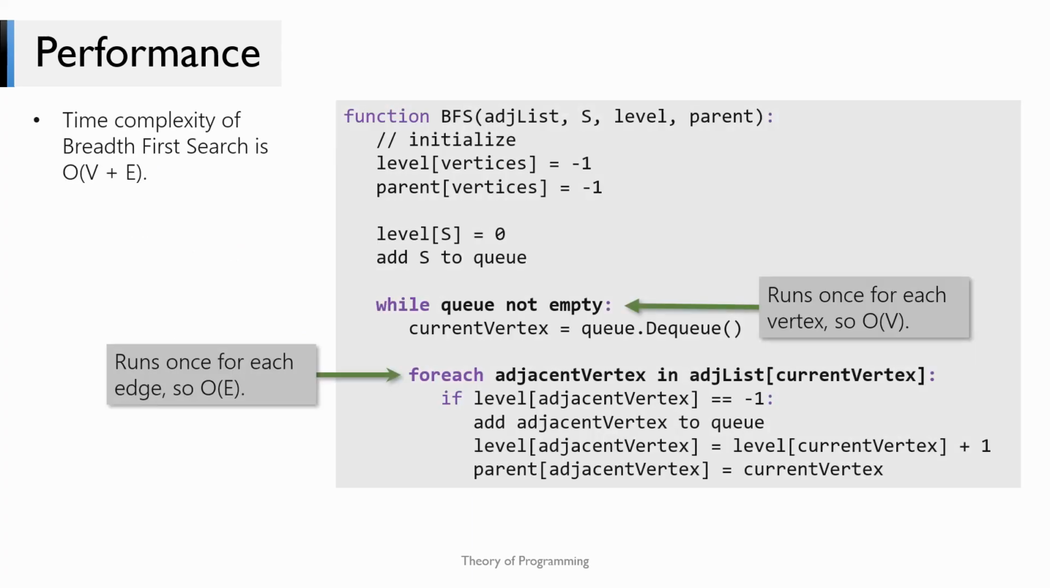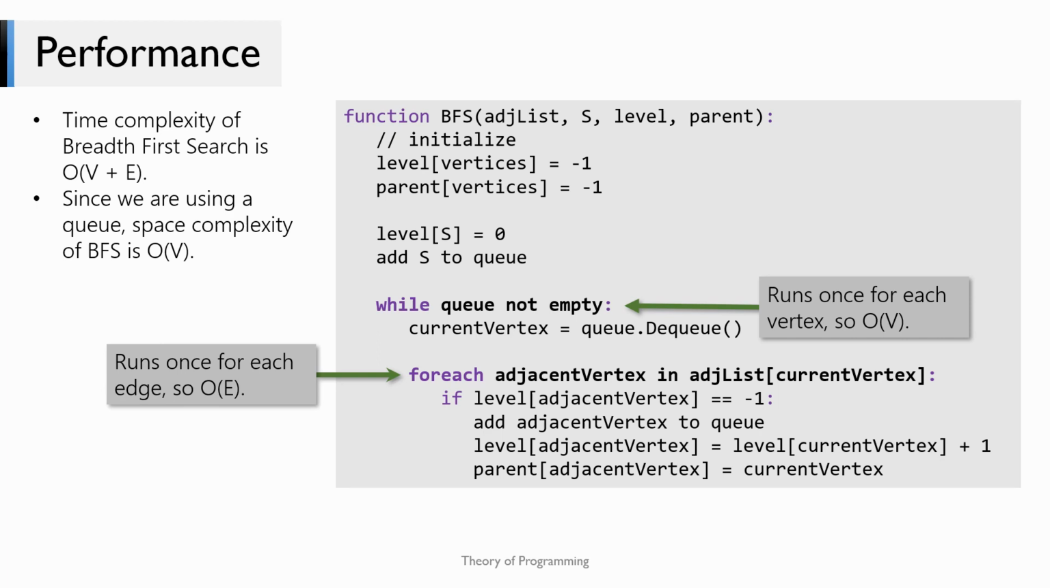Talking about the performance, the time complexity of breadth first search is order of V plus E. This is because the outer while loop runs once for each vertex, adding order of V time complexity, and the inner for loop runs once for each edge, adding order of E time complexity. The space complexity of BFS is order of V because we are using a queue where each vertex would get added once.